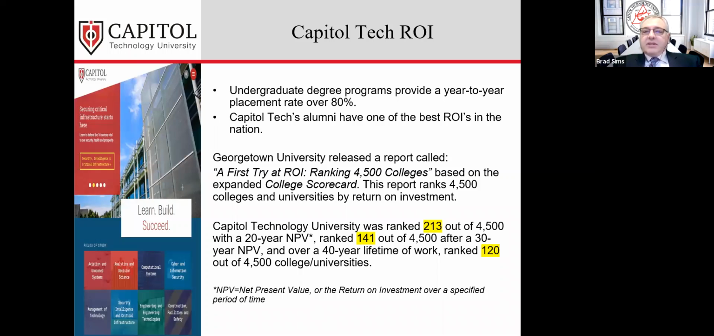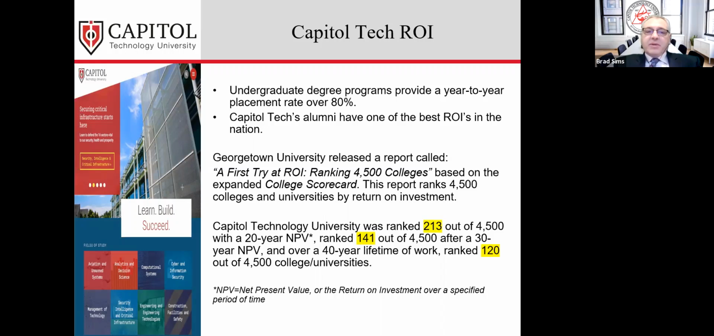Capital Tech is noted for having a great placement for the industry. Our focus here is careers. If you're a bachelor's student, we want you to walk out the door and have a great career. If you're a master's or doctoral student, we want you to enhance your career. For the bachelor's degrees, we're proud to say that in all our degree programs, we offer over 80% placement in the industry. We have one of the best return on investments for education as well.